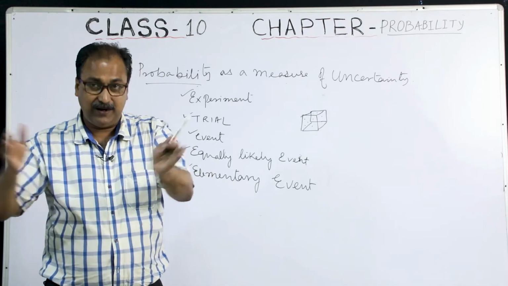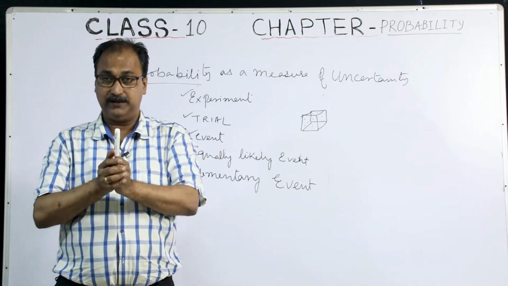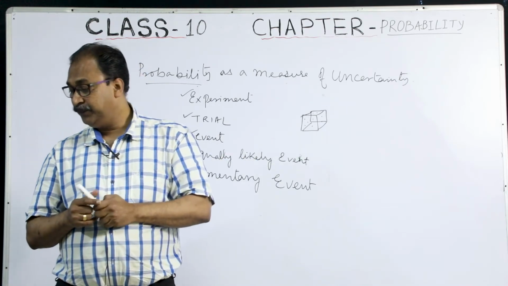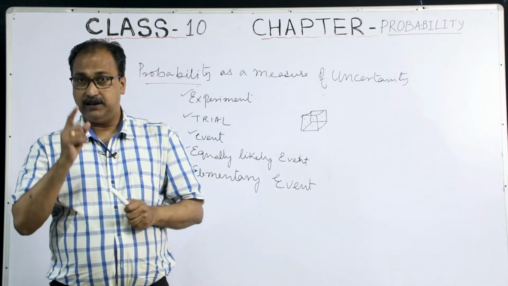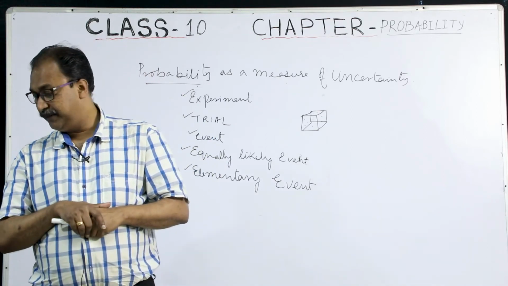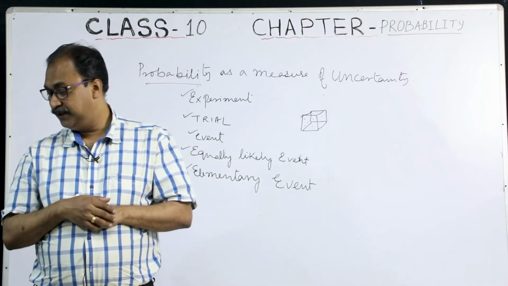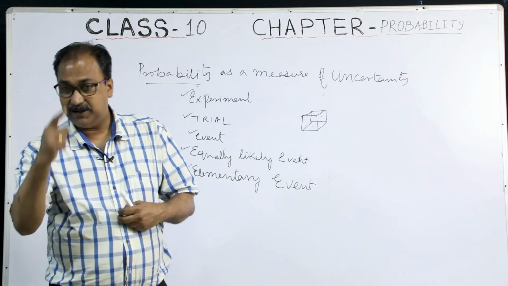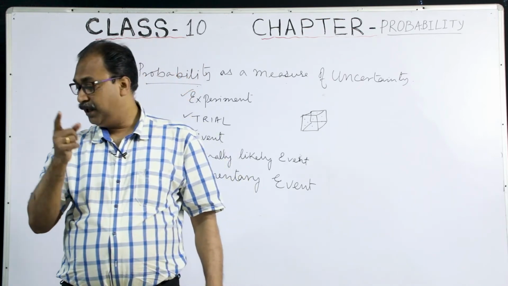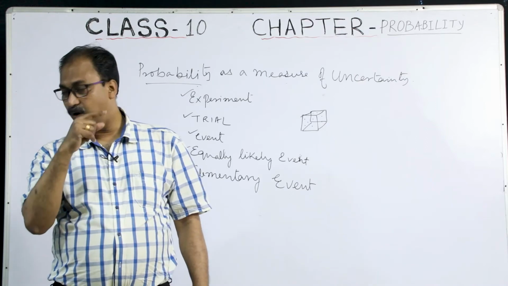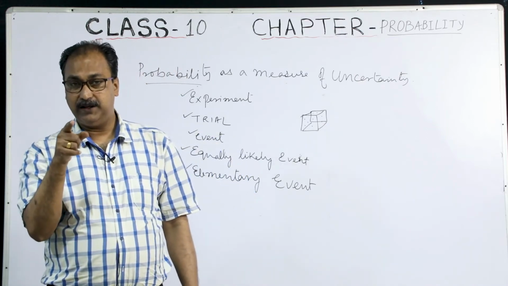Then if you add the probabilities of all elementary events, it will become 1. So what do you have to write? The sum of the probabilities of all elementary events of an experiment is 1. I repeat again, the sum of the probabilities of all elementary events of an experiment is always 1.